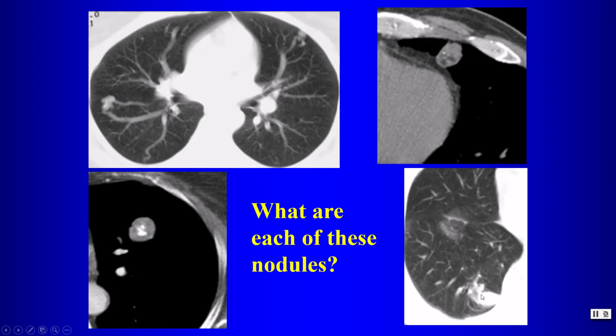And this I did not discuss today. But notice that we have vessels that are swirling in towards the lesion. There's a comet tail sign, and it's based right along the pleural surface. So this is a small focus of rounded atelectasis.